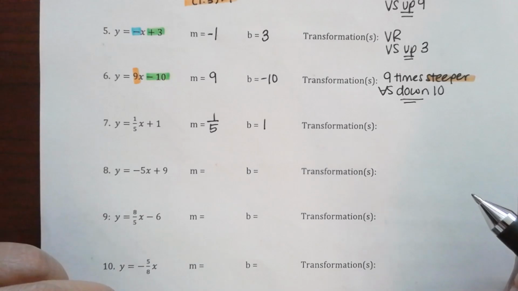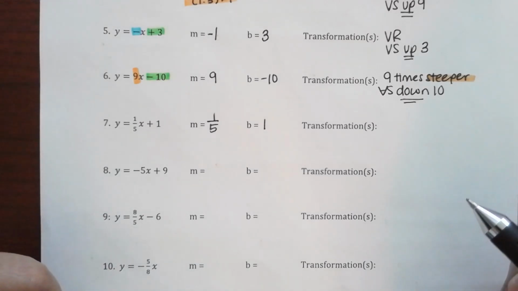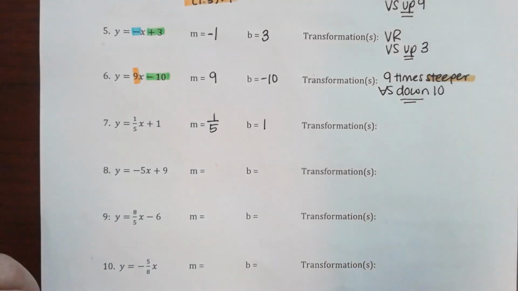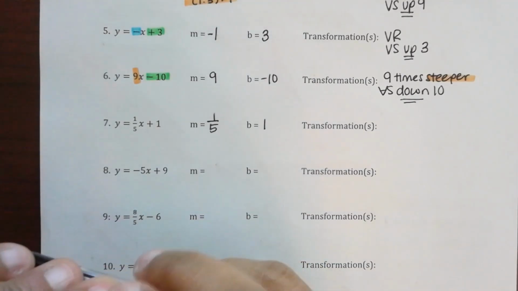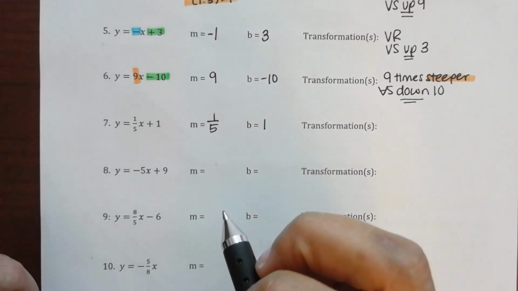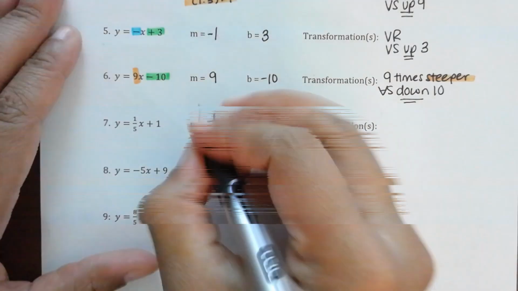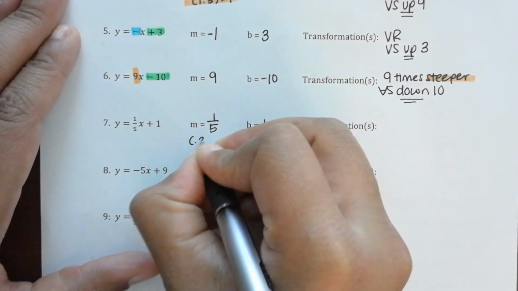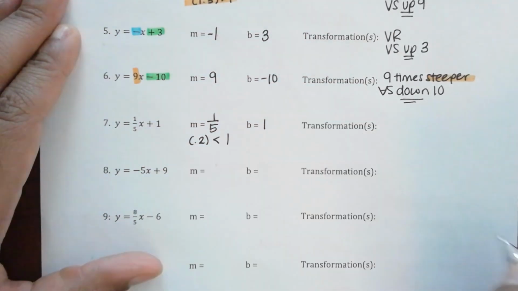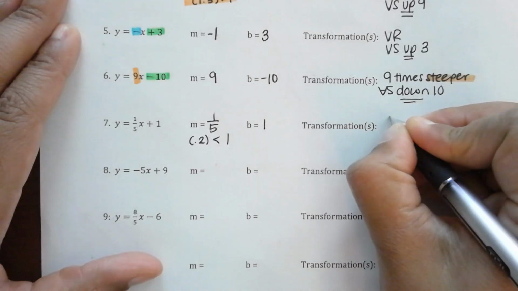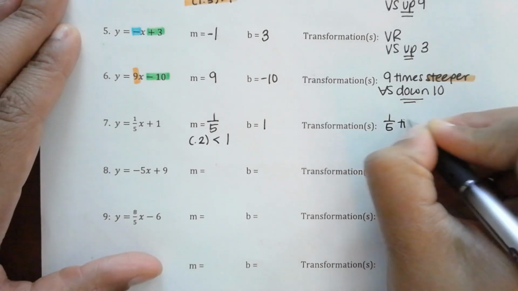Steeper or flatter. So if you don't know the decimal for 1/5, can you find it easily in your calculator? Type that in for me. 1 divided by 5. What'd you get? So I have 0.2. How does that compare to 1? It's less than. So is it steeper or flatter? So how do I write this? 1/5 times flatter.